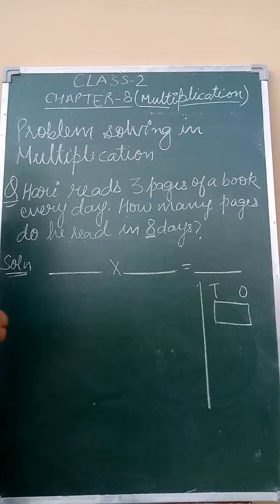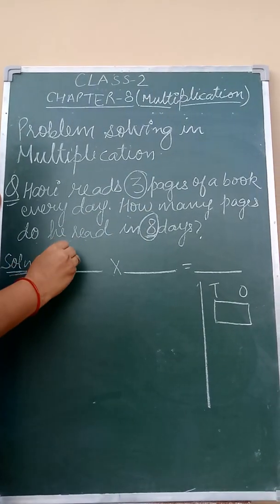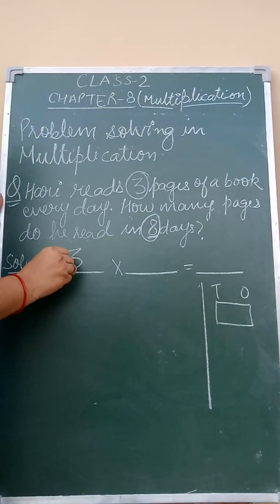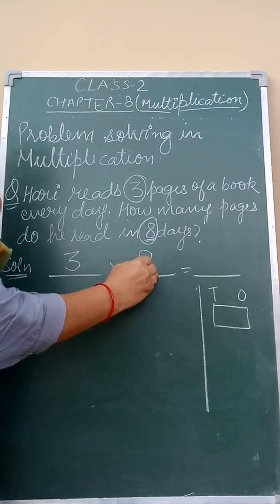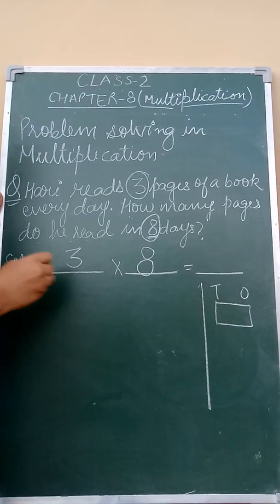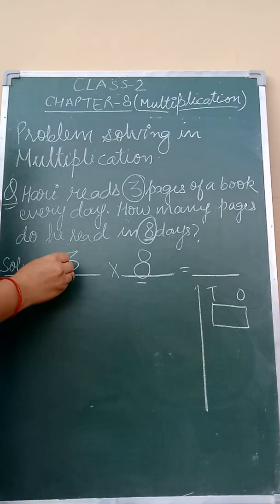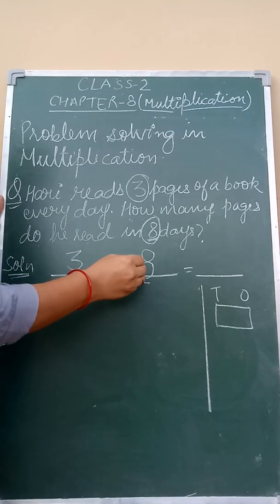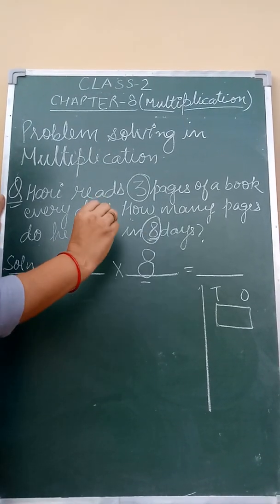So we can write this question in 2 ways. There are 2 numbers given. You can write 3 on the ones place, because it is the number of pages read in 1 day, and the number of pages read in 8 days. You can write 8 as the multiplier. So either you can read the table of this number or this number, you can start the table of any number and you get the answer.